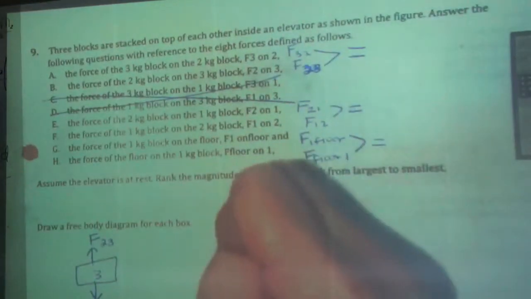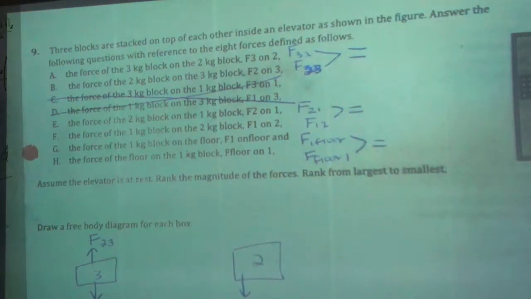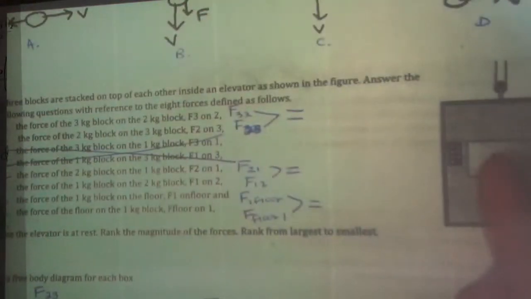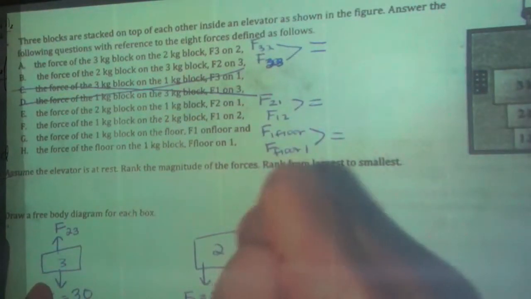Now the next one, that will be the 2 kilogram. Of course, we have the weight of the 2 kilogram, which would just be 20, 2 times acceleration of gravity, 10. And then we also have another force pointing down. We have the force of this box pushing down on the 2 kilogram, which is just the force of box 3 on 2.